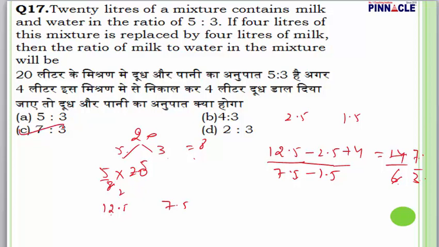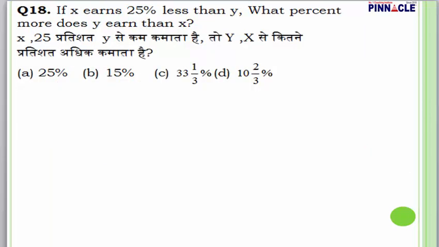Next question, question number 18. If X earns 25% less than Y, what percentage more does Y earn than X? In such kind of question, always learn this trick. If 25% less is given, then always write 25 divided by 75 into 100, that is 100 by 3. C should be the answer.